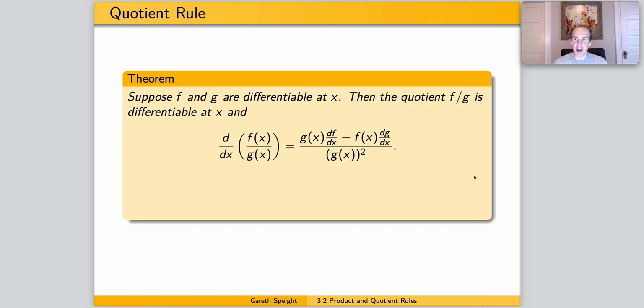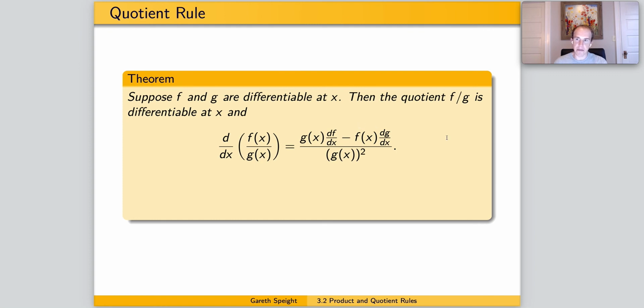Notice it's not f prime divided by g prime. It's not the derivative of the top divided by the derivative of the bottom. So please don't make that mistake. Instead, we have to do the bottom times the derivative of the top minus the top times the derivative of the bottom, divided by the bottom squared. Here, this is the bottom squared, not the second derivative. And be careful with the signs here. Often people get the sign confused and interchange these two.